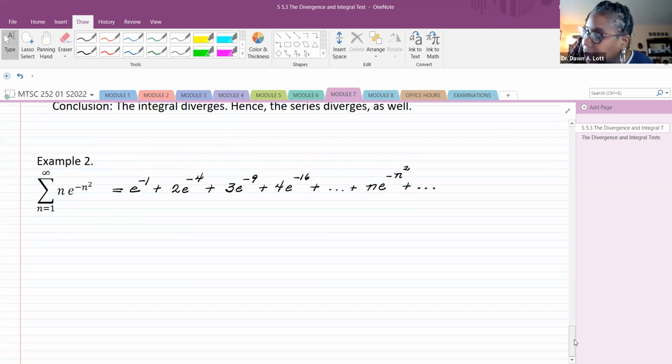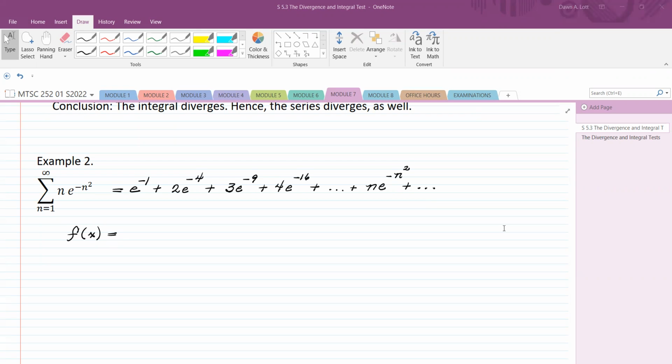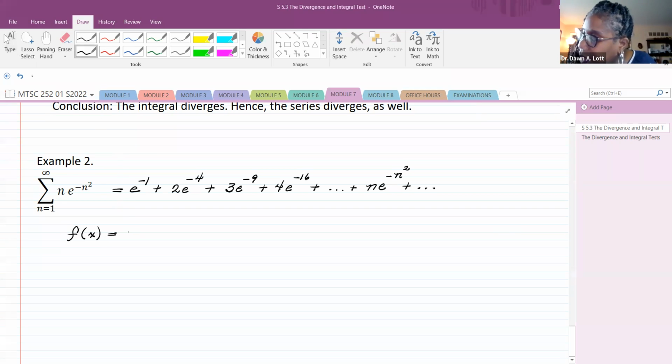All right, so let's see. What's my function going to be? What is f of x going to be? Somebody give me f of x. Let me know you guys are paying attention. What's f of x? Is it n times e to the negative n squared? Okay, so it's x times e to the negative x squared.